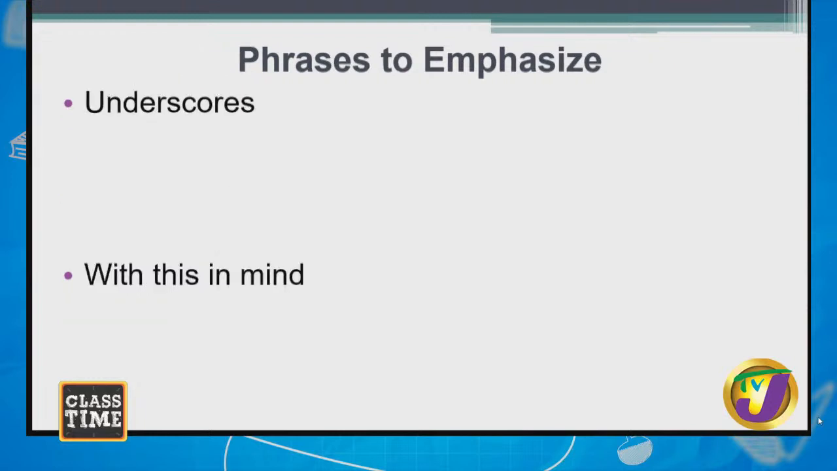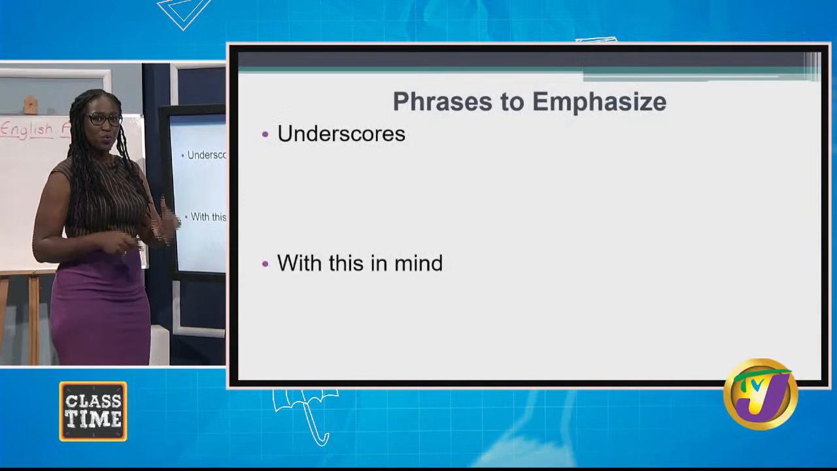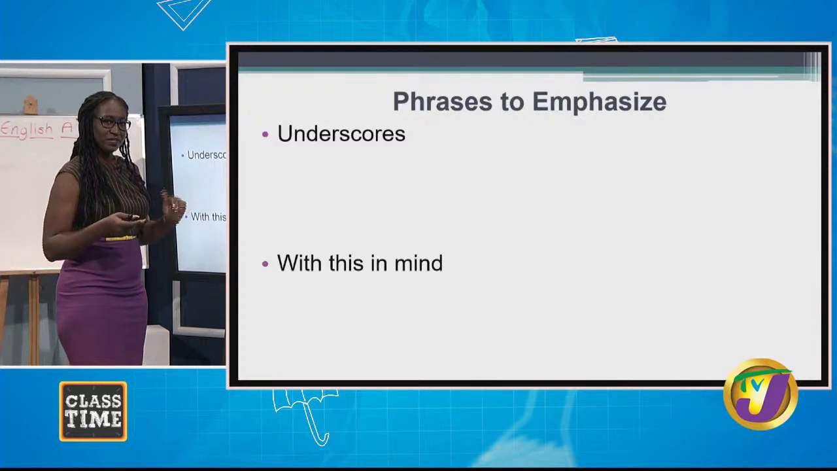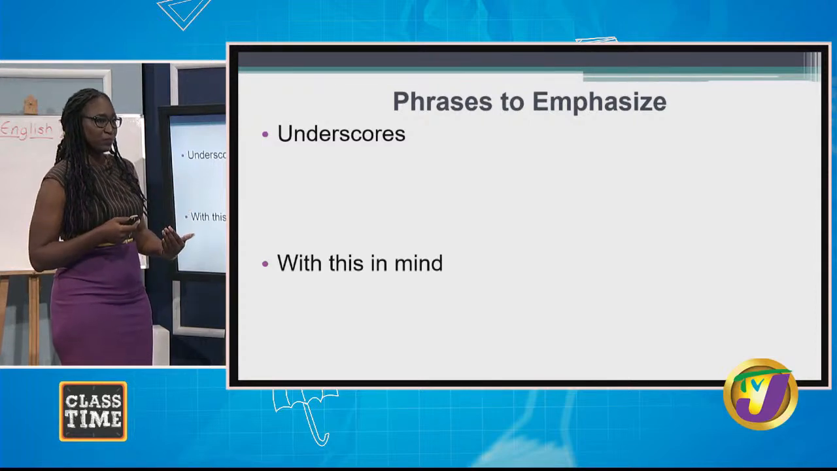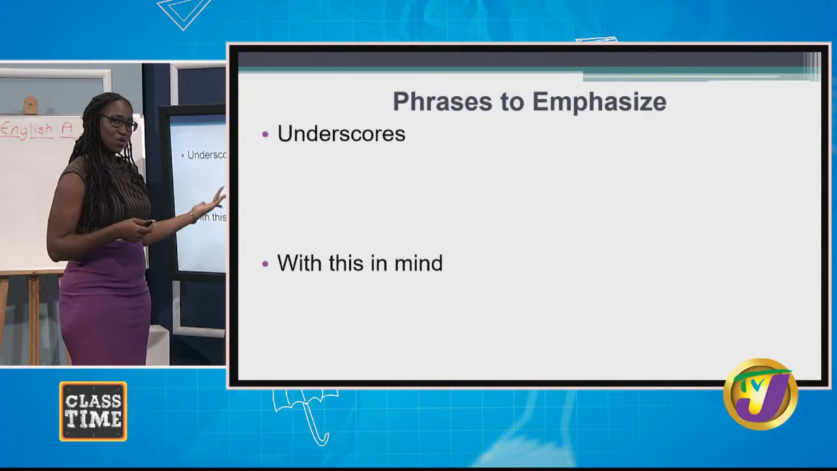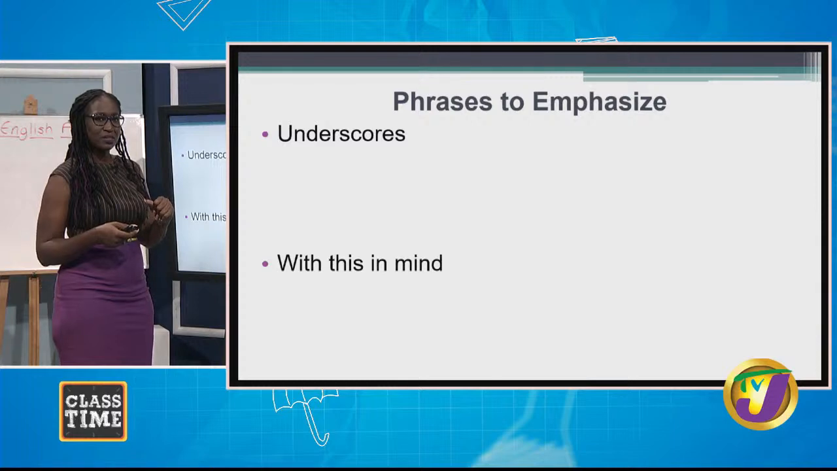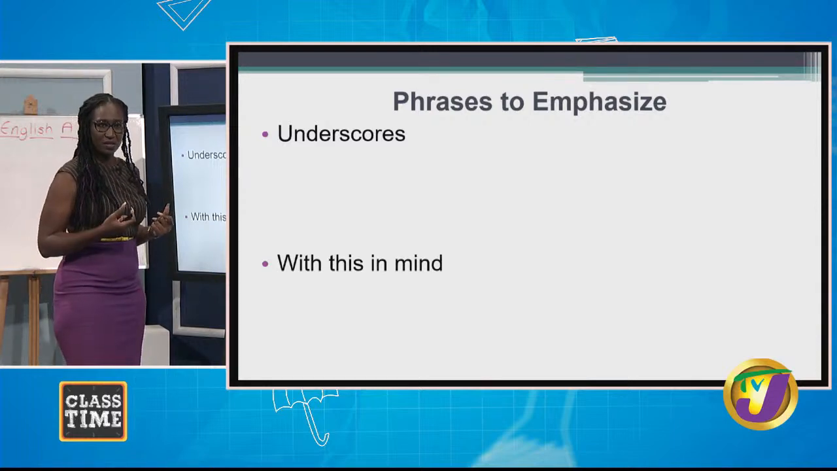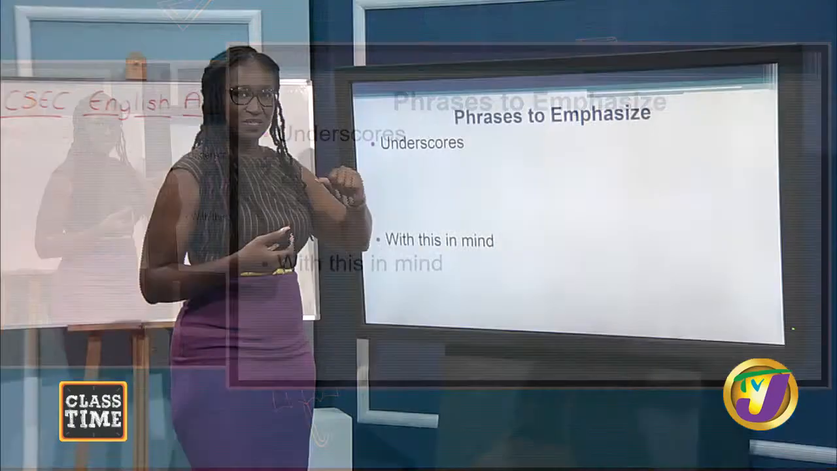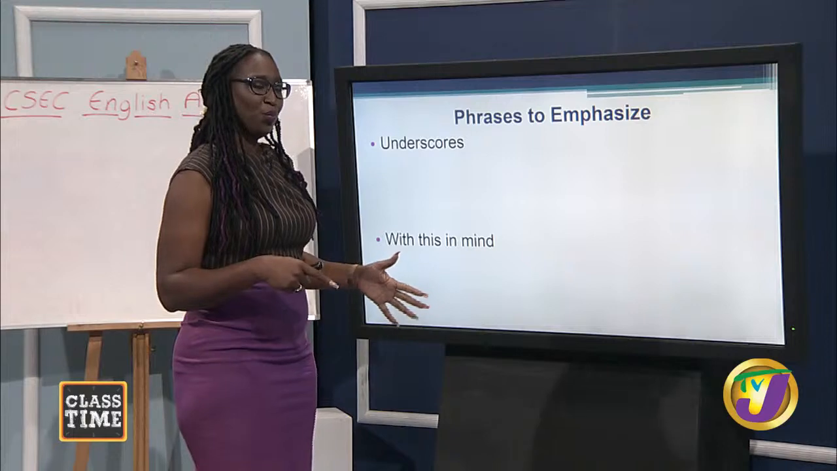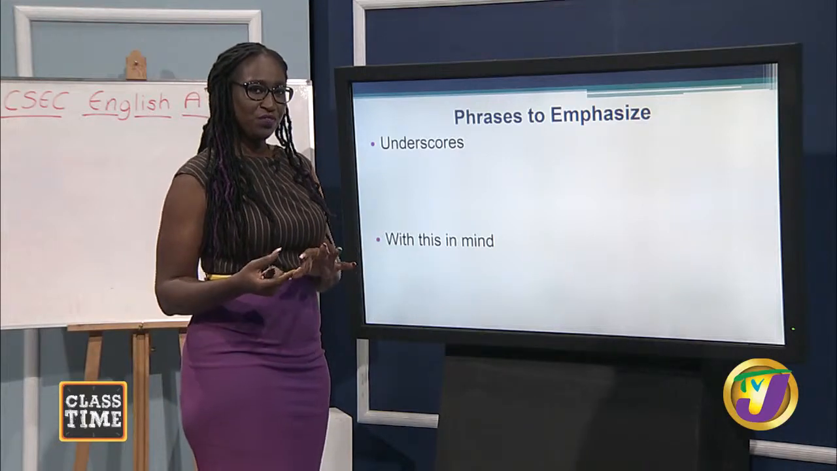So you could use underscores. You could use the expression with this in mind. So remember now, you're showing emphasis and you are arguing either for or against the idea of wearing a school uniform. So how can you use underscores to do that? How can you use with this in mind to do that? Think of a sentence you could create that would emphasize something, whether a point to agree with wearing uniforms or a point to disagree with wearing uniform.